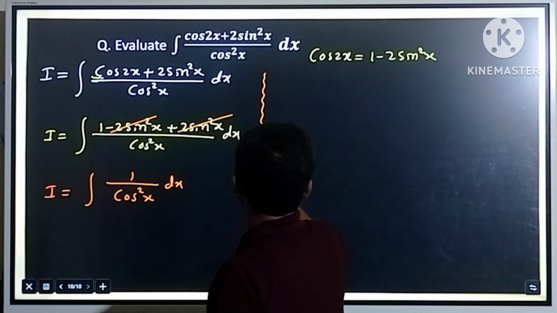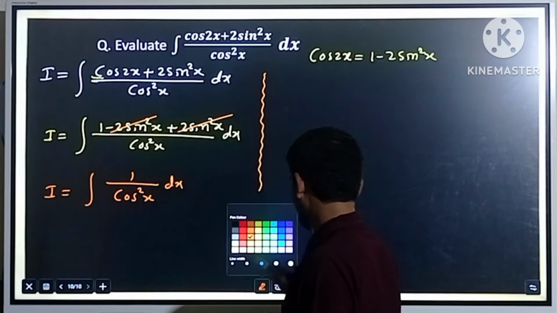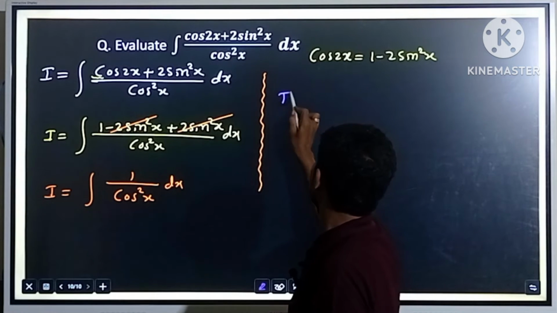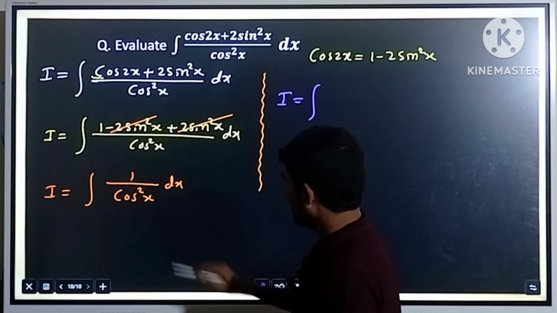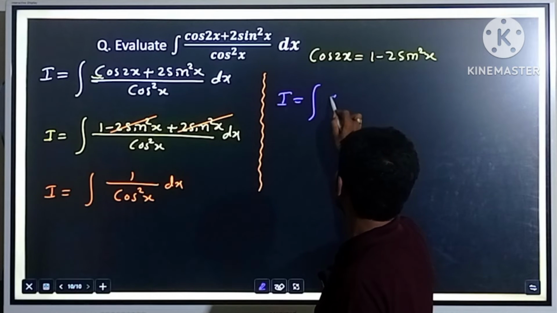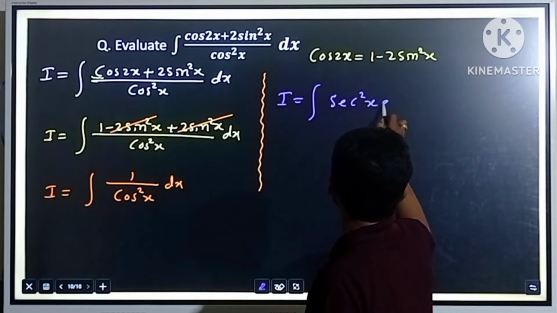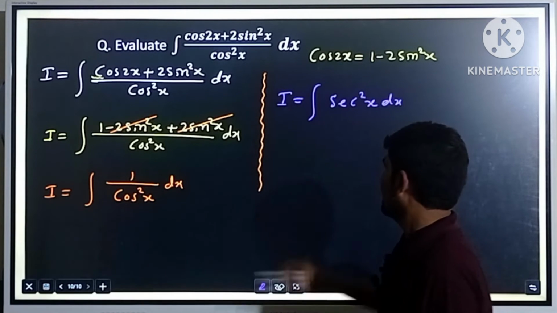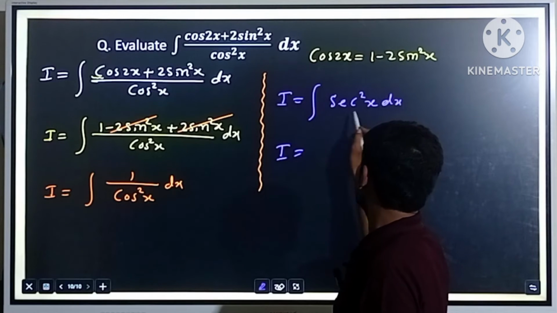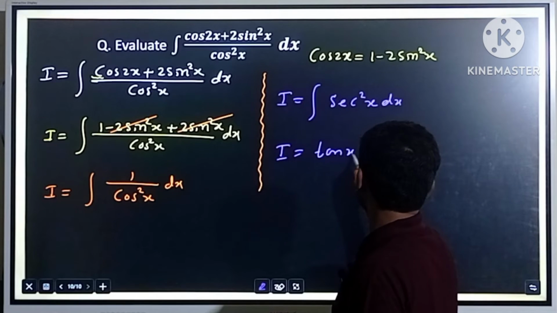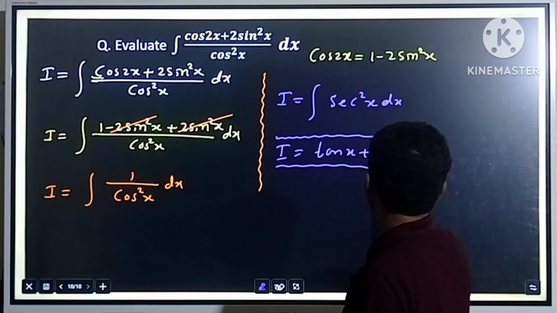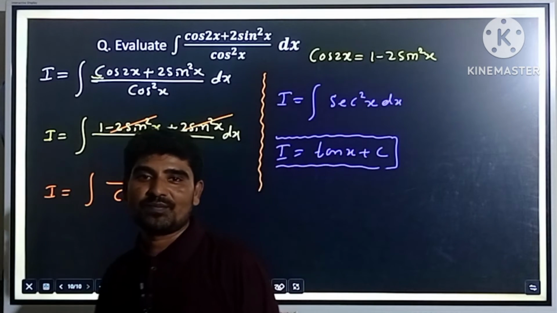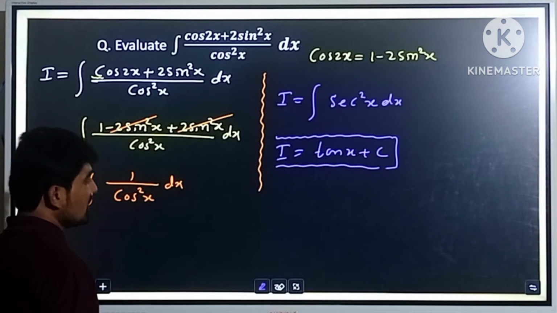Now I is equals to integration of, we know that 1 by cos square x is equals to what? Secant square x dx. And we know that integration of secant square x is tan x plus integral constant c, and this is the final answer for the given integration problem. I hope all of you understood.